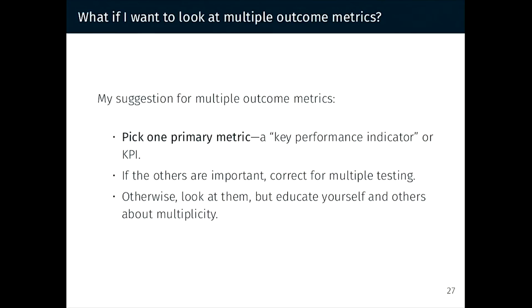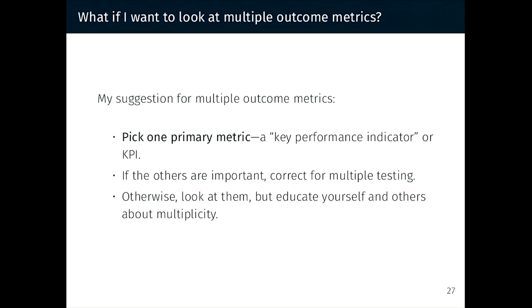So pick one primary metric. If there are others, and they're really important, and you need to look at multiple metrics to make a decision, you need to correct for multiple testing. Unfortunately, I don't have time to talk about correcting for multiplicity, but there are lots of resources out there to learn about it, and you need to make sure you learn about it. If you just look at lots of outcomes and choose the one with the lowest p-value, you can exaggerate your findings. There are ways to correct for that.